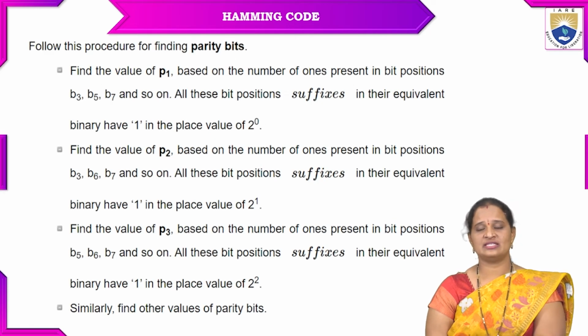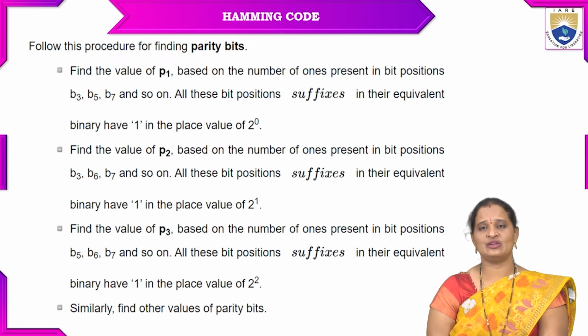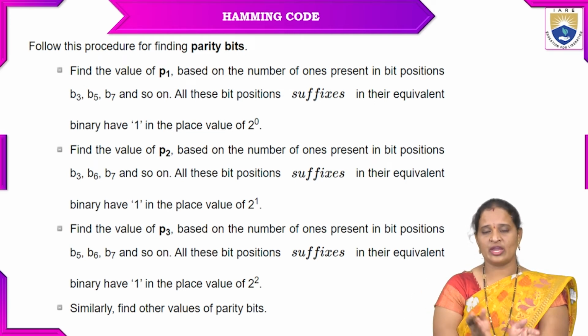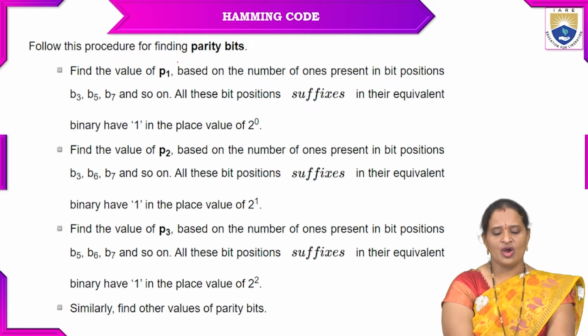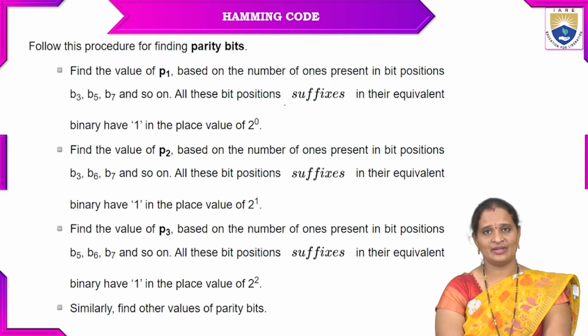Okay, once it is decided, now how to get the values of the parity bits? Now that we have located the parity bits, what should the parity bit value be? Again we need to identify the type of parity; we have two types, even parity and odd parity. The group of parity bits are added such that the number of ones in the code is either even or odd. Now, how to get the value of parity bit P1?